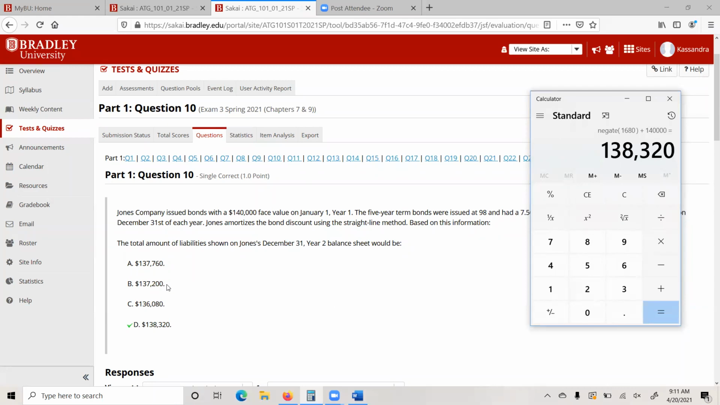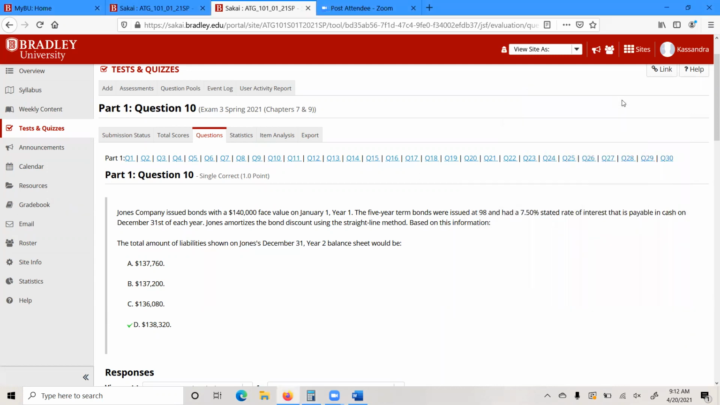And C would have been no amortization at all, and A would have been 1 year. Make sure we got nobody else coming in here. Okay, we're good. Okay, so that was 10, one of our problem questions, as was 12.